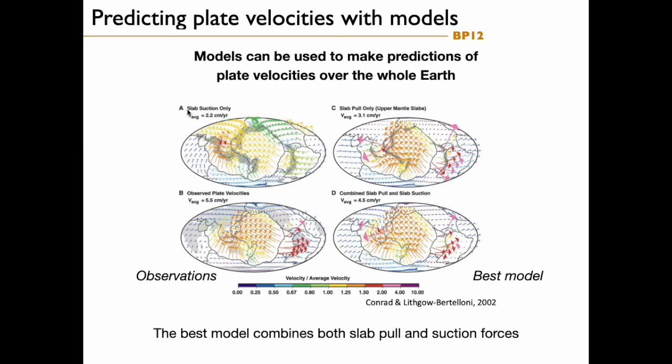And these models can be run by including some of the forces or not. So here you have the slab suction only, here you have slab pull only, and here you have a model that combines both slab pull and slab suction. You see that the models which have both the body and the surface force best fit the observations. So the best models combine both types of forces.